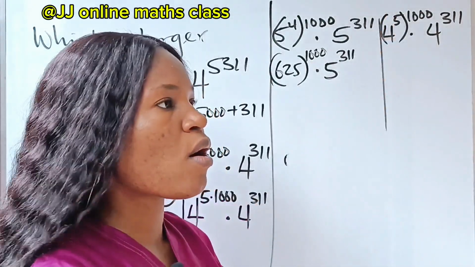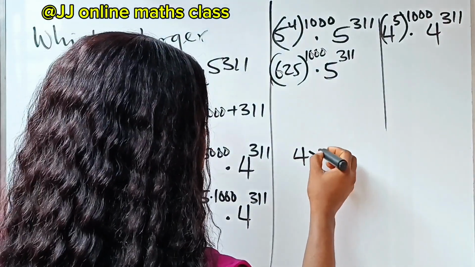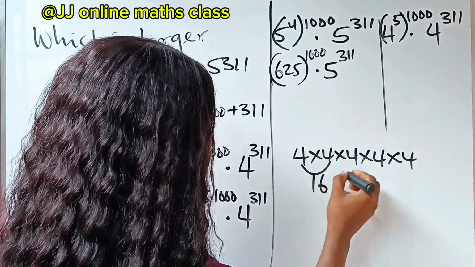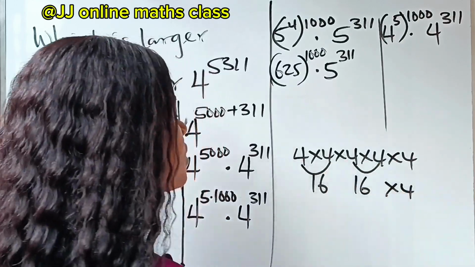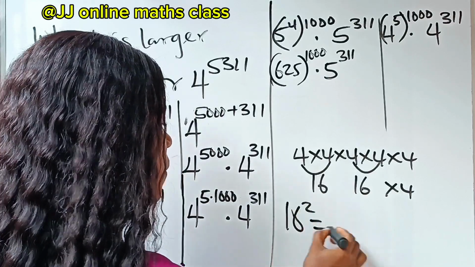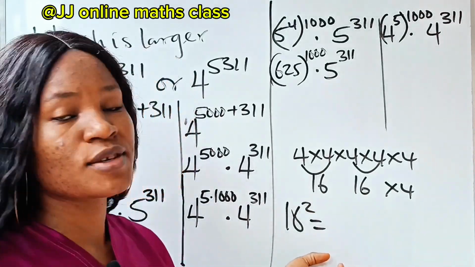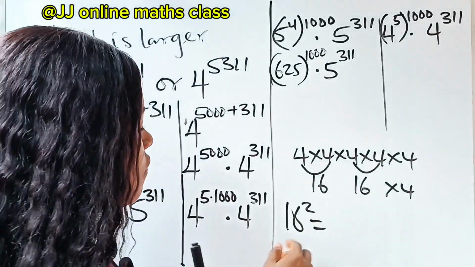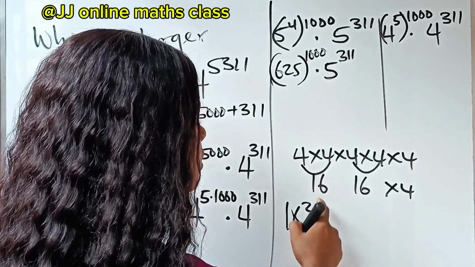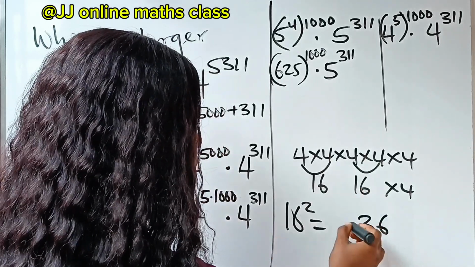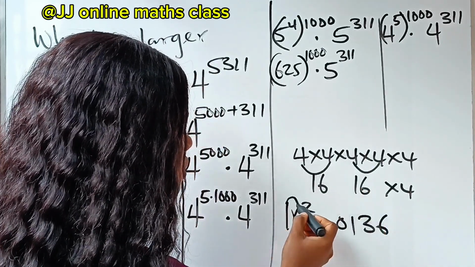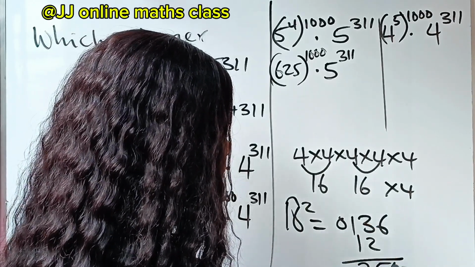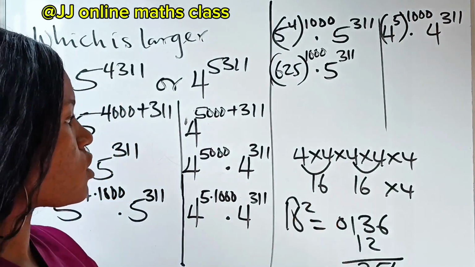So this side is 4 to the power of 5, which is the same thing as 4 times 4 times 4 times 4 times 4. 4 times 4 is 16, and 4 times 4 is 16, times 4, right? Now 16 times 16, that is 16 squared. I'm going to use a trick to solve this since we are not asked to use a calculator. 16 squared is going to be faster if I solve it this way. 6 squared will give us 36. 1 squared is still 1, that is 01. Now 1 times 6 is 6. Double of 6 is 12. So this will give me 256. So that means 16 squared is 256.